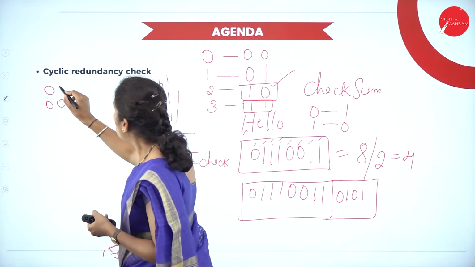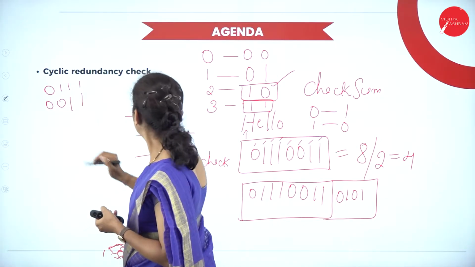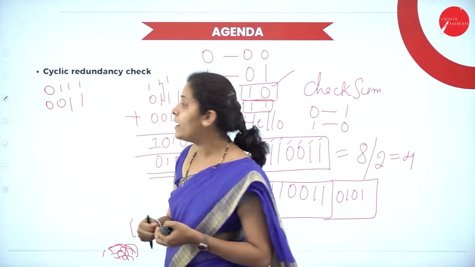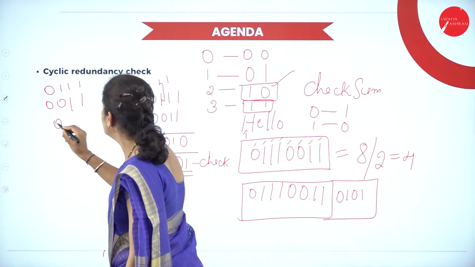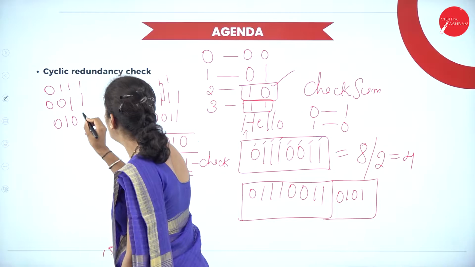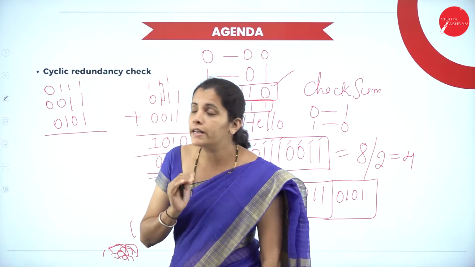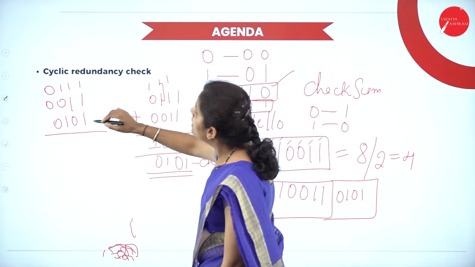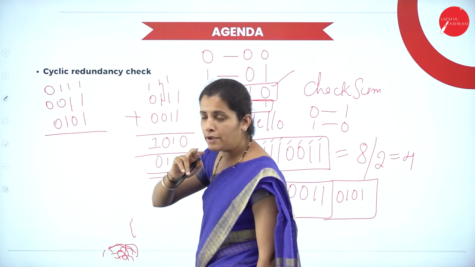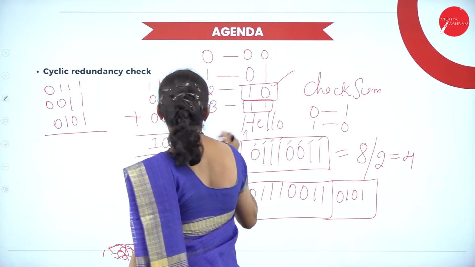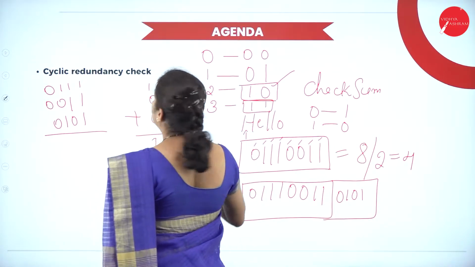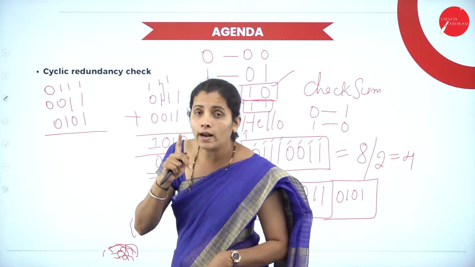0, 0, 1, 1, 1. Then what is my checksum value? Here it is 0, 1, 0, 1. Now I want to perform binary addition. So count this one. So I have 3 ones. How can I write that? That is written as 1, 1.